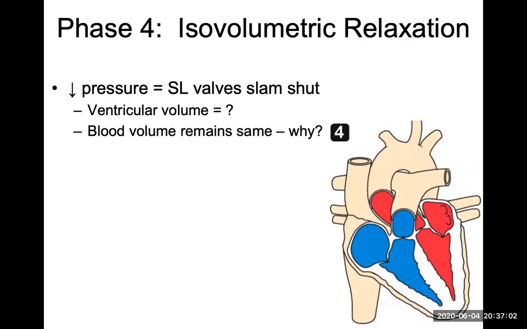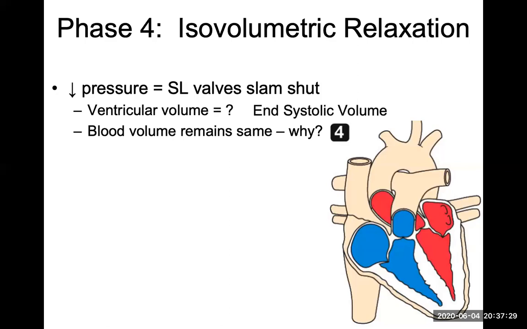Phase four, then, we have another isovolumetric phase, but this is the isovolumetric relaxation phase. The decrease in pressure that comes because all the blood has left the ventricles causes your semilunar valves to slam shut. So this is the second heart sound that the doctor listens for in his stethoscope. The ventricular volume remains the same.